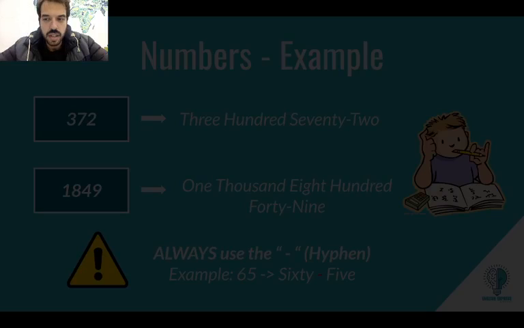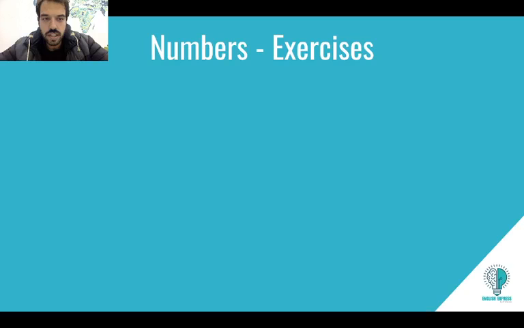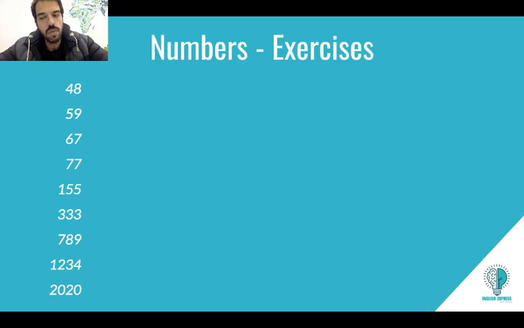Amazing. Moving on, let's check some quick exercises about numbers. So our first one over there, we have number 4 and we have number 8. In this case, it's 48, right? Second example, number 5 and number 9. So number 5 and 0 would be 50. So in this case, we have 59, right? Moving on, number 6 and number 7. So in this case, we have 67.